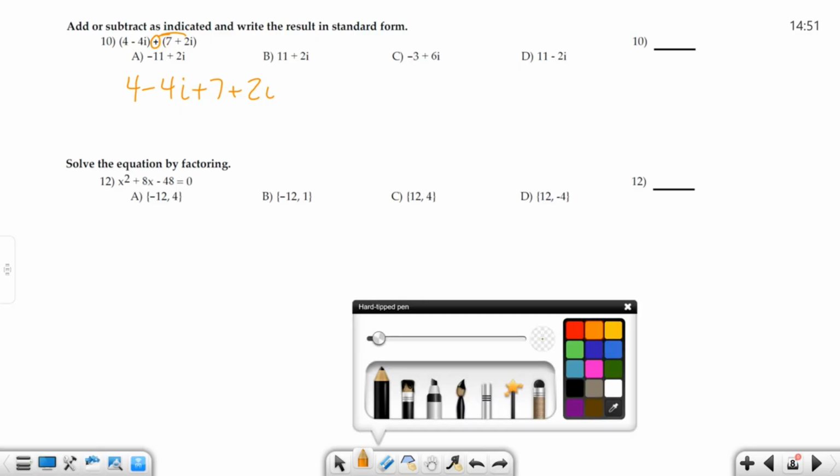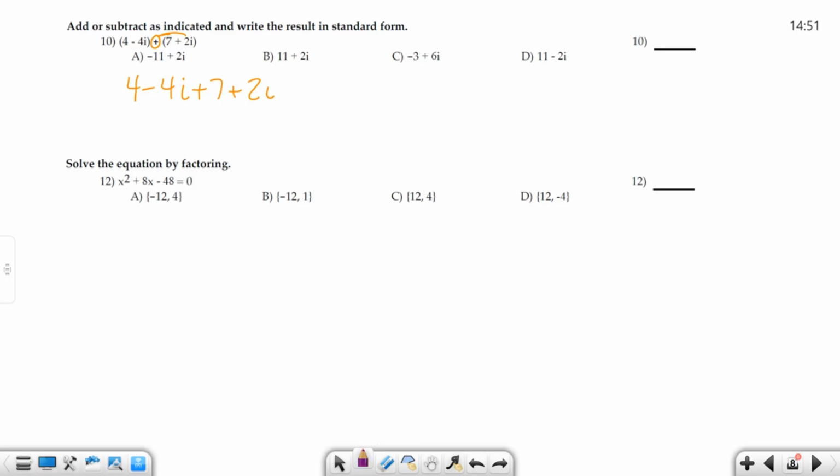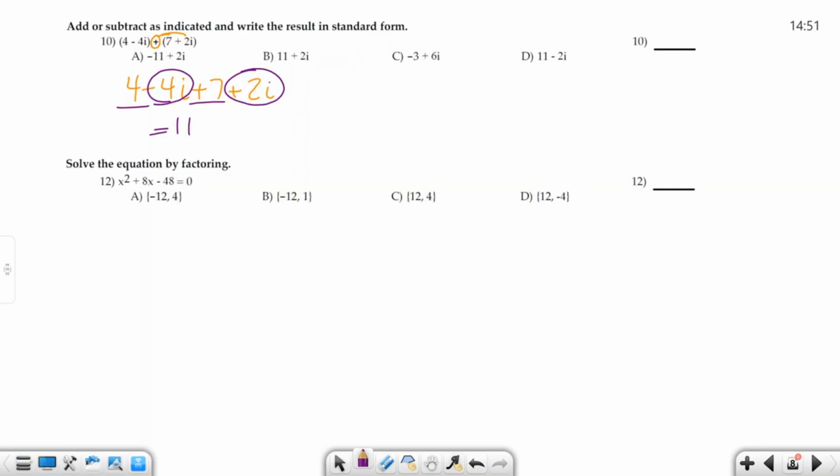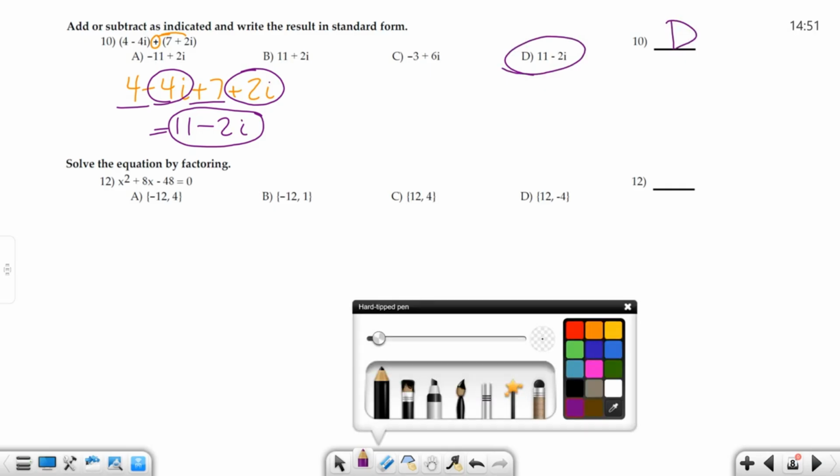So let's see what we have here. If we put these together, we have 4 plus 7, which is 11. And then this and this. Hang on. The board's doing something crazy, so it usually fixes it. Negative 4i plus 2i is negative 2i. So 11 minus 2i, which is D.